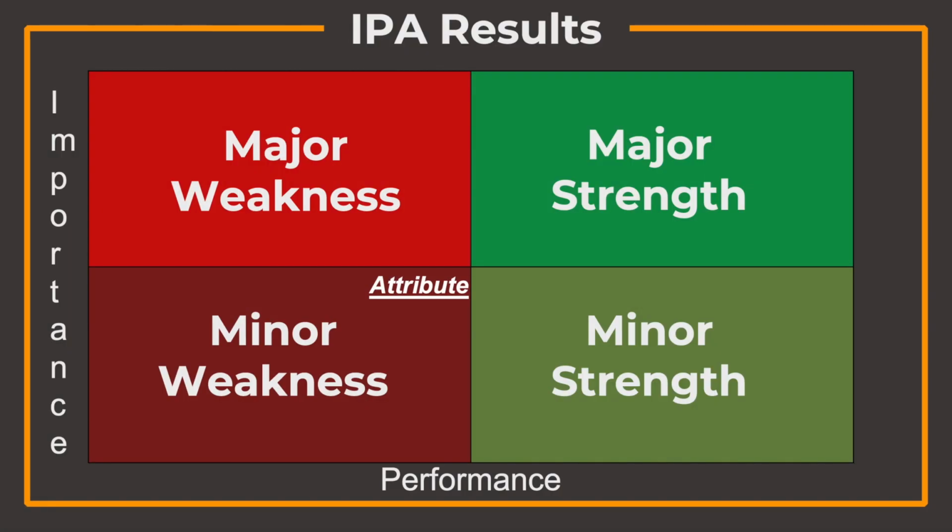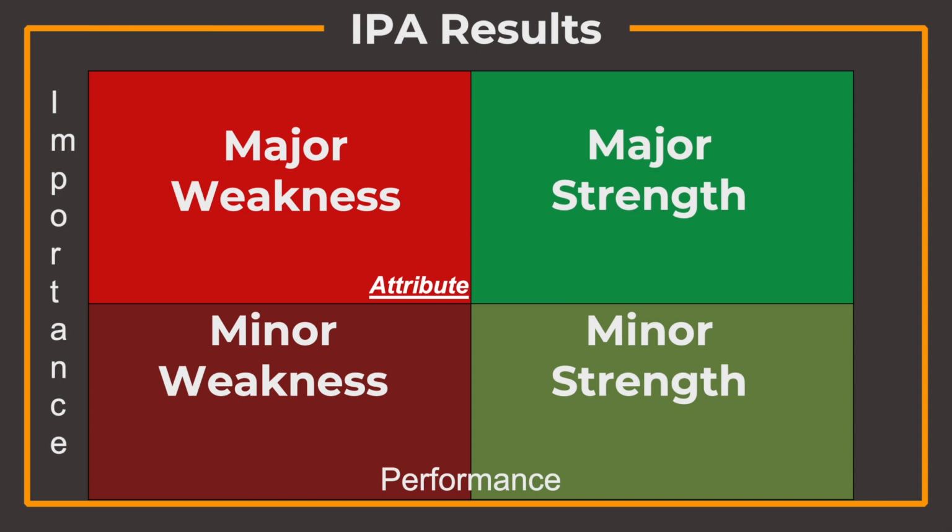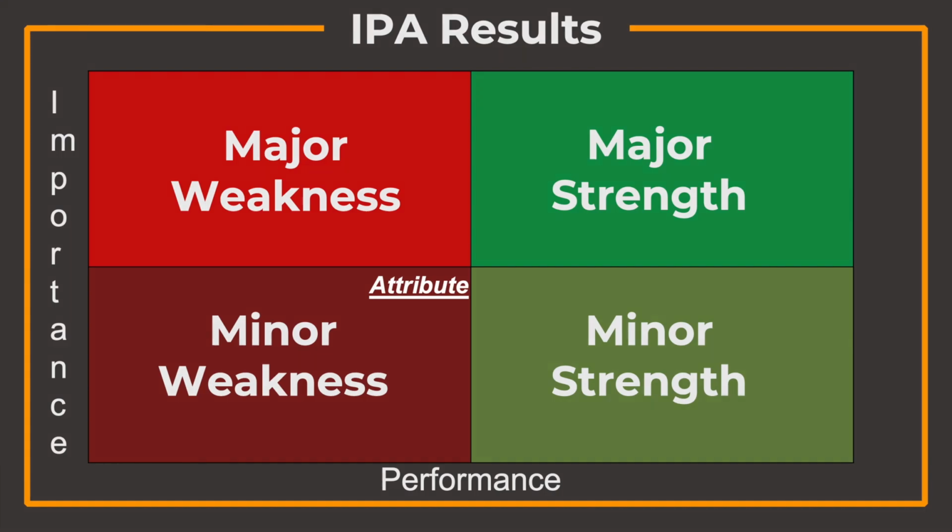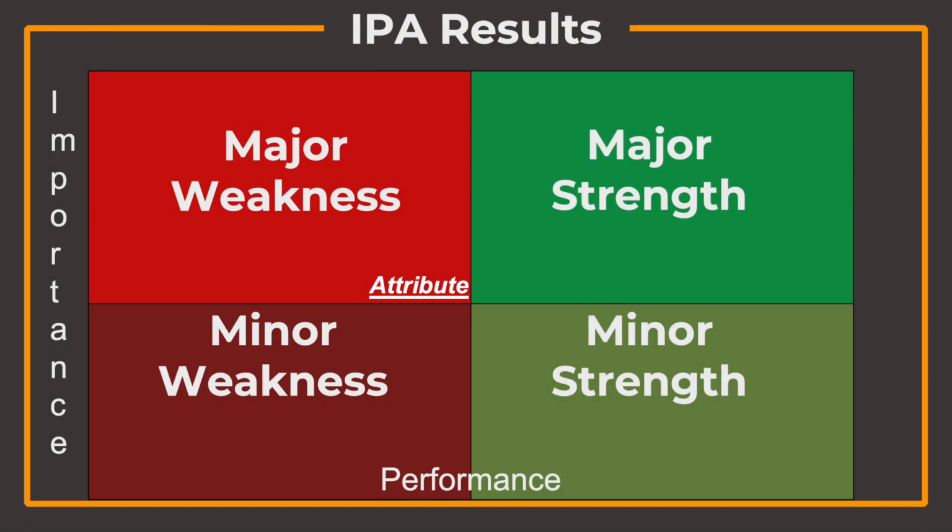So here are the IPA results, right? The major weaknesses, strengths, all those things. And you see that attribute in there. With the crosshairs drawn the way they are, that attribute is a minor weakness. But let's say that instead of the midpoint, we use the mean attribute importance for the line. And all of a sudden, oh, I change where I put the crosshairs, and depending on where I do it, that attribute becomes either a major weakness or a minor weakness, just because of where I put the crosshairs. So that's one of the complaints against IPA.